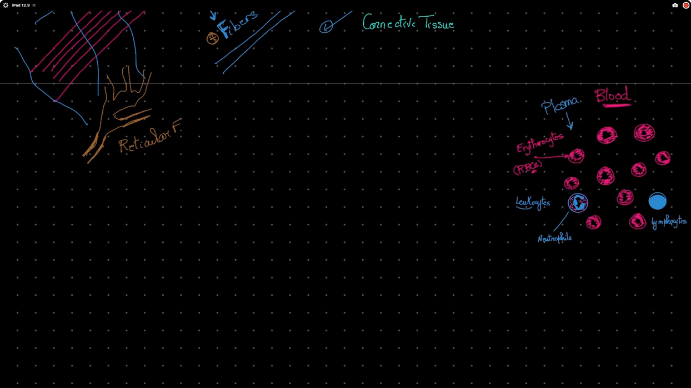Another type of connective tissue that has a very characteristic appearance is going to be the bone tissue or the osseous tissue.